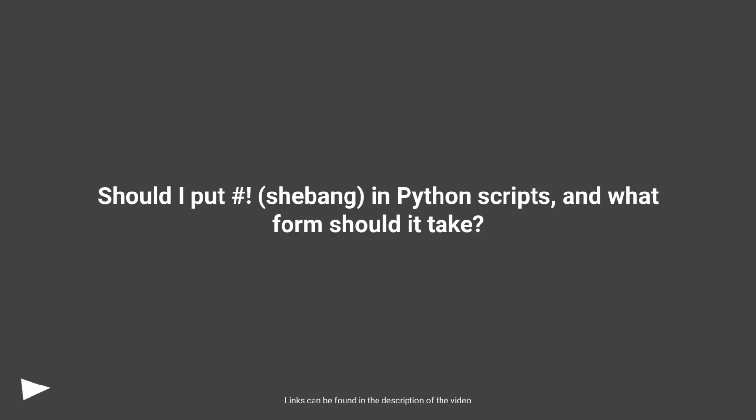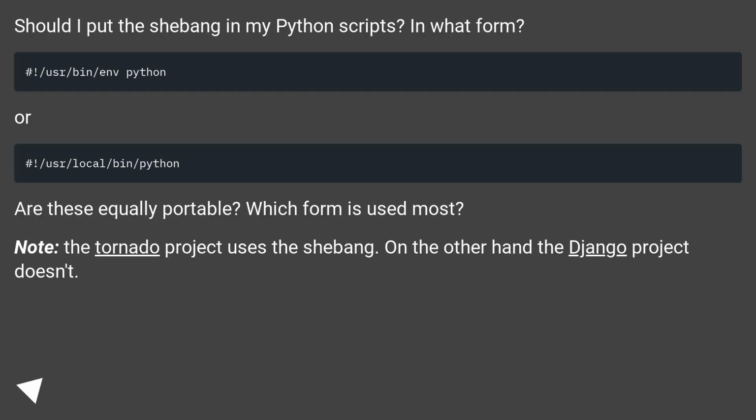Should I put the shebang in Python scripts, and what form should it take? Should I put the shebang in my Python scripts? In what form? Are these equally portable? Which form is used most? Note, the Tornado project uses the shebang. On the other hand, the Django project doesn't.